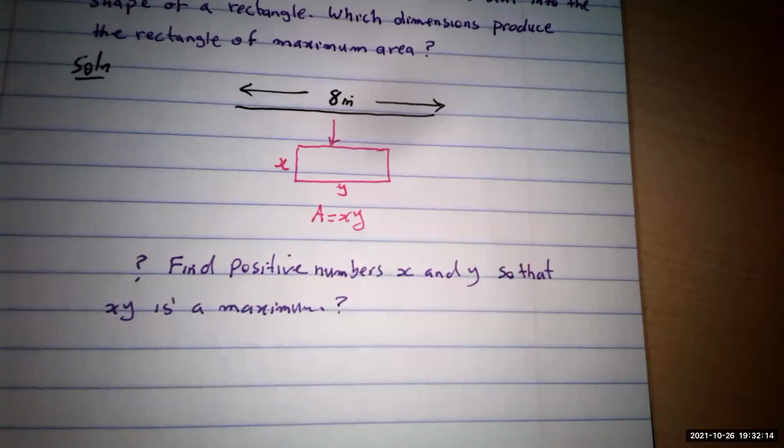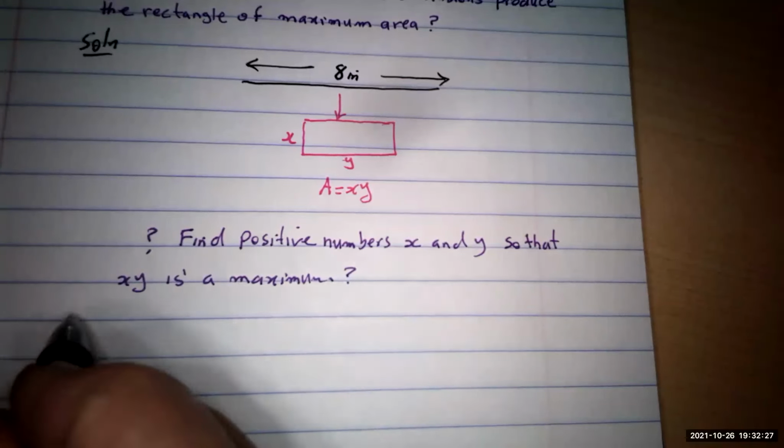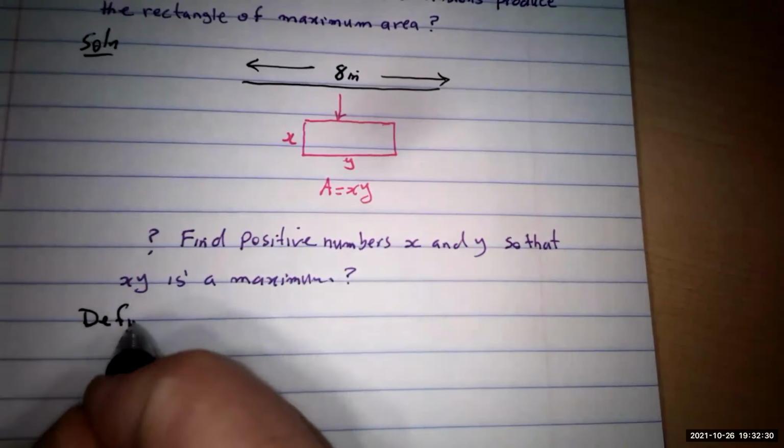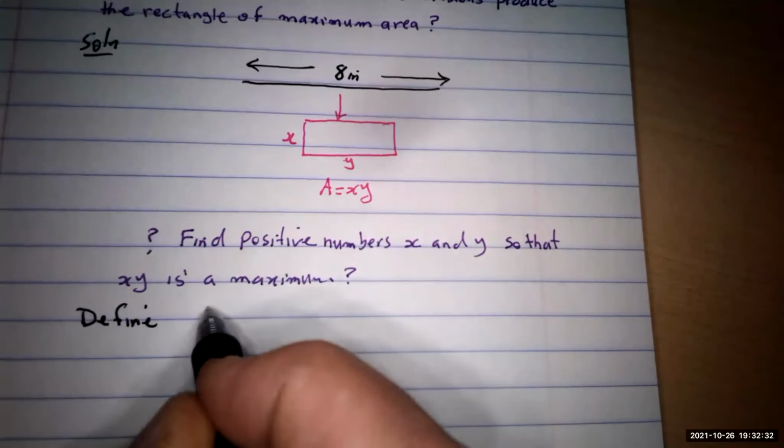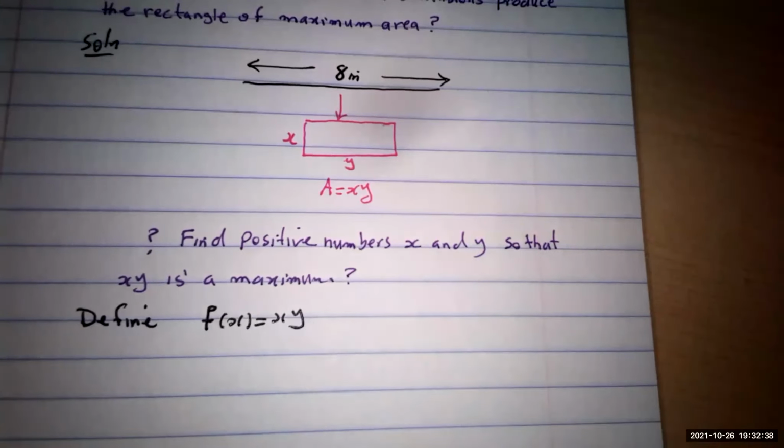The way we are going to do this type of problem in calculus, the quantity that you want to maximize or minimize, you are going to call it a function because you need a function to work with. So the important part is to define the function. So define f of x to be equal to x times y, the one that you want to maximize. So from now on, you have a function, and you can find the maximum of this function.